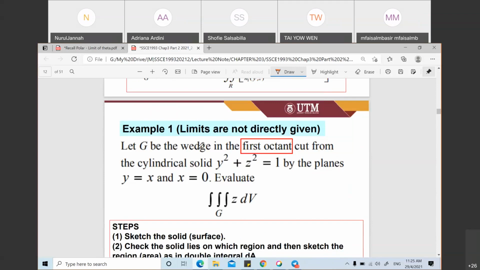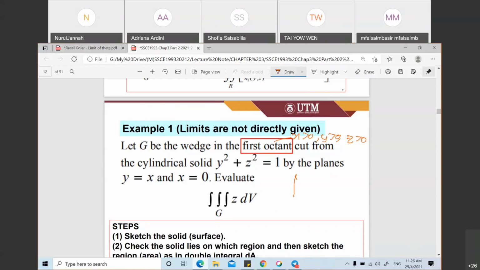Okay, let G be the wedge of the first octant cut from the cylinder by the planes y = x and x = 0. So first you have to sketch, because this is already a solid. A wedge is like a cake. First octant means x more than 0, y more than 0, z more than 0. So it is like the first quadrant if we are sketching in 2D.